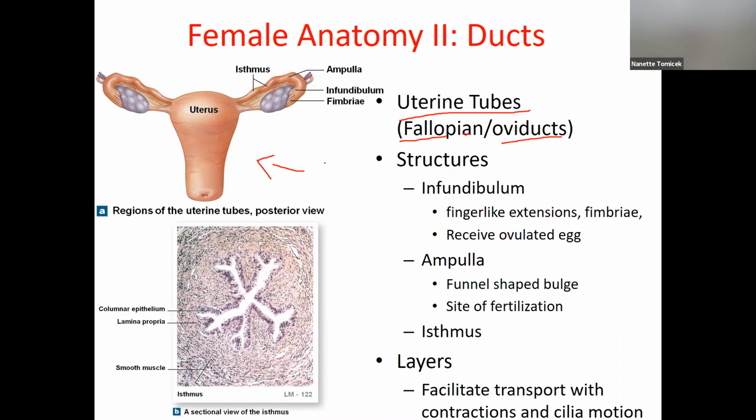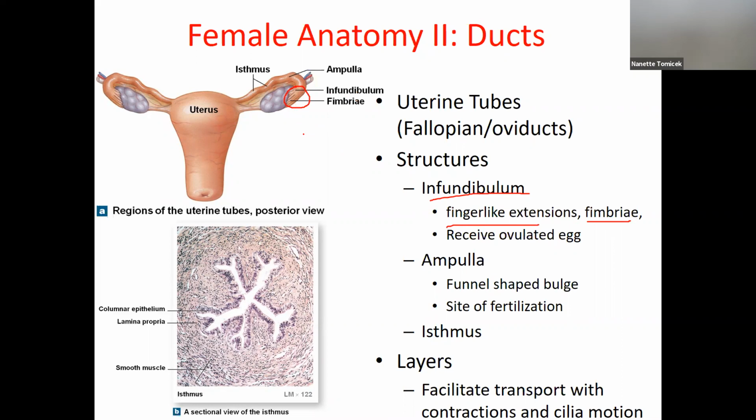Right, we have a posterior view of our uterus here. We've already introduced our female gonads, the ovaries, and now we're going to focus on these two things here, the uterine tubes. We can divide the uterine tube up into a number of structures. The infundibulum is the portion that is closest and just about making contact with the ovary. The infundibulum contains these finger-like extensions called fimbriae.